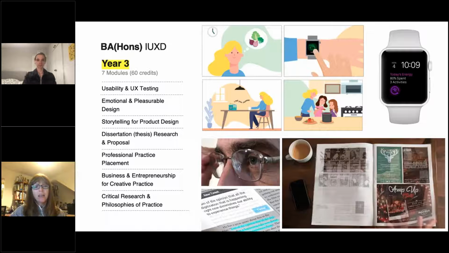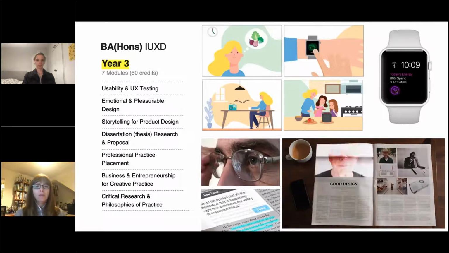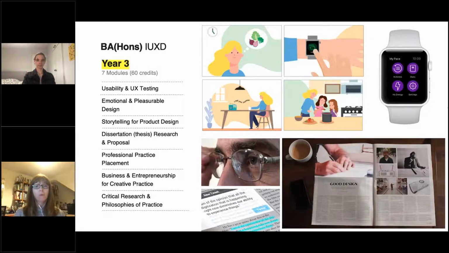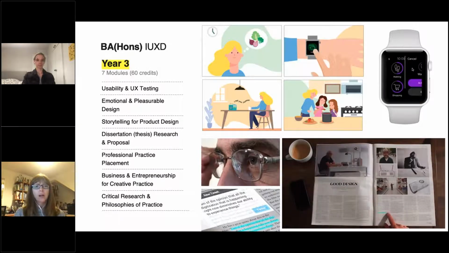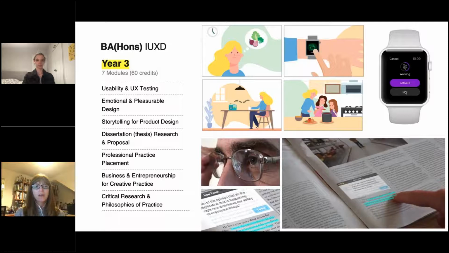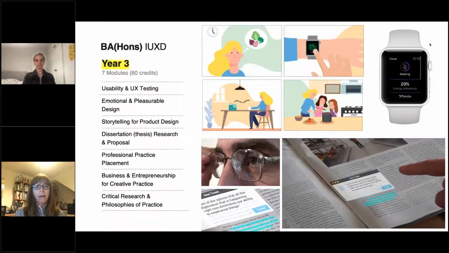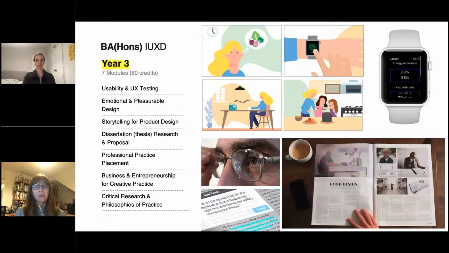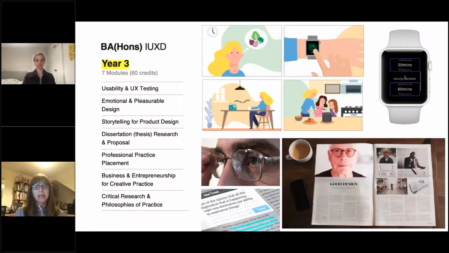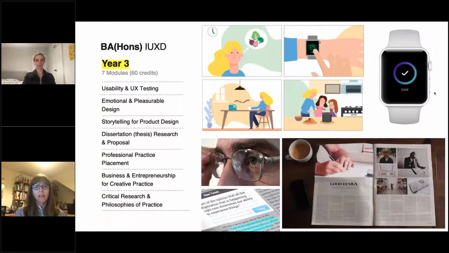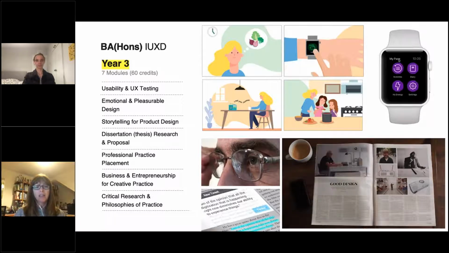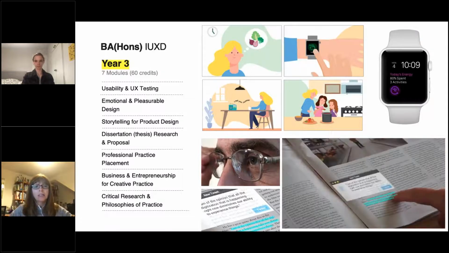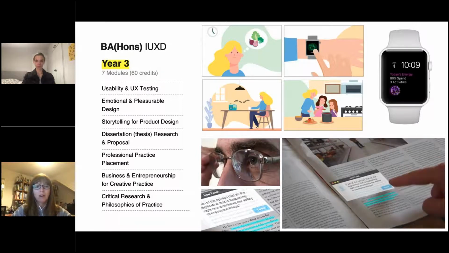Okay, in year three then, we move into the area of preparing you for the workplace, really, for professional practice. The year is kind of divided into two. You have a number of modules, and again, these would be things like usability and testing. So again, how to test your work and how to measure whether it's successful in the field. So testing with real users and being able to understand, from a science point of view, how do you record all of that?